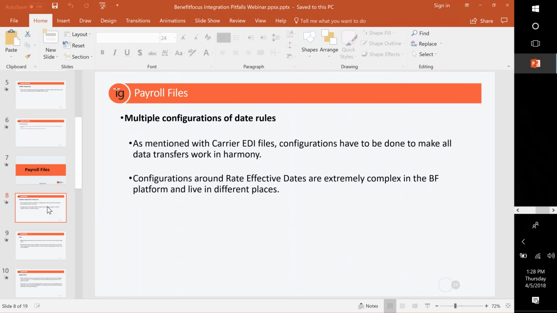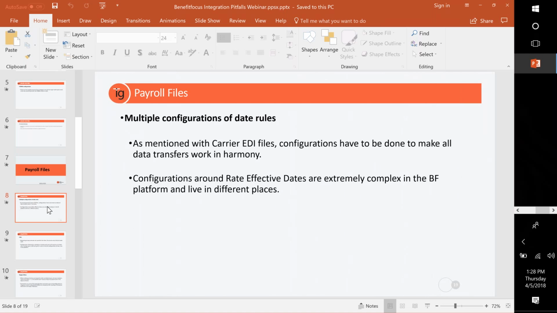And it becomes a very difficult, complex project to configure the date rules in tandem with the way that carrier EDI files need to be set up and the way that payroll files need to be set up. And unfortunately, rate effective date configuration lives in a completely different area of the platform. And again, this has to do with functionality that was added as Benefit Focus grew.